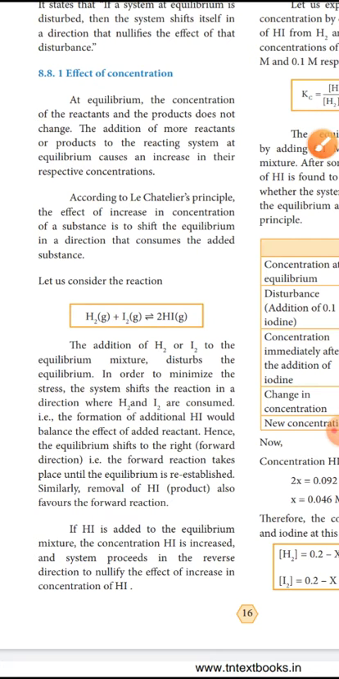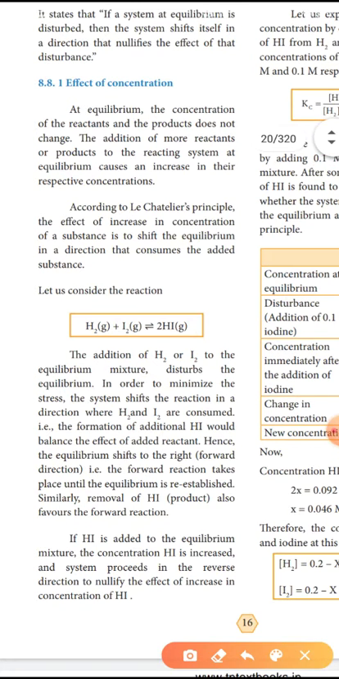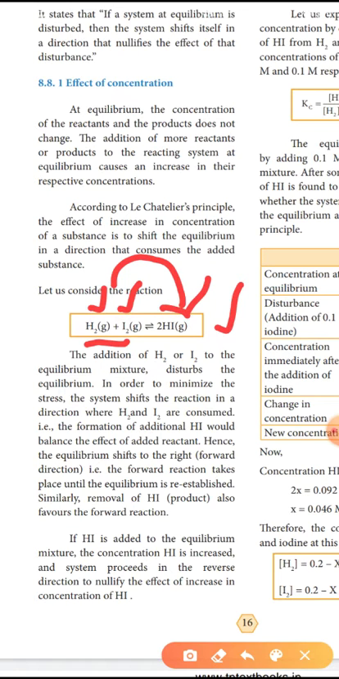Now this reaction is an equilibrium reaction. The addition of hydrogen and iodine to the equilibrium mixture disturbs the equilibrium. In order to minimize the stress, the system shifts to the product side. The system shifts to the product side.